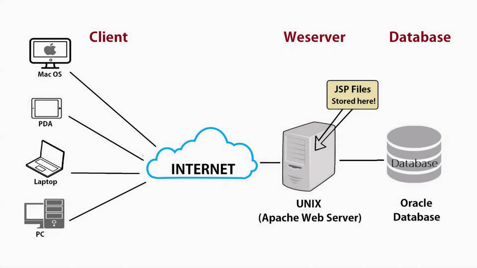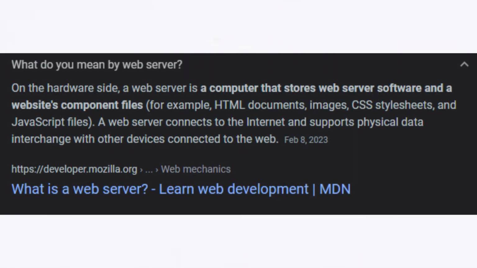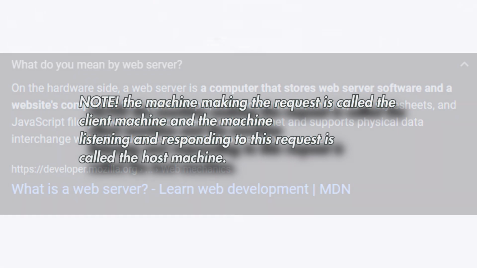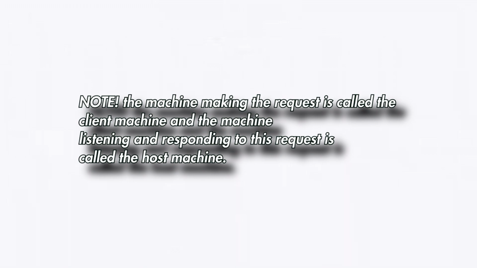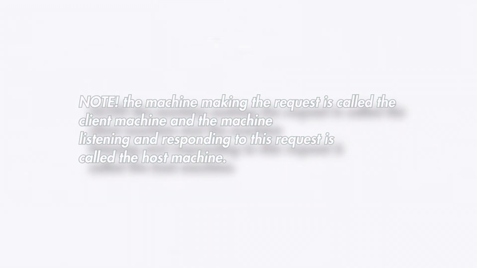Towards the end of this tutorial, we will be making a web server. Remember, a web server is a piece of software that runs on a machine and listens to requests made by other machines. When this request is made, the web server sends website content information present on the web server machine to the machine making the request. Note, the machine making the request is called the client machine, and the machine listening and responding to this request is called the host machine.